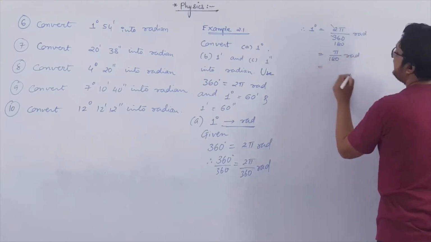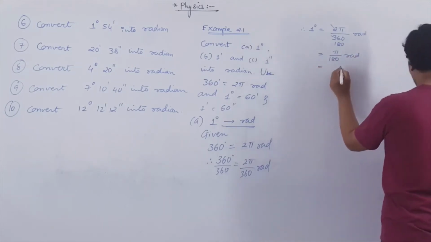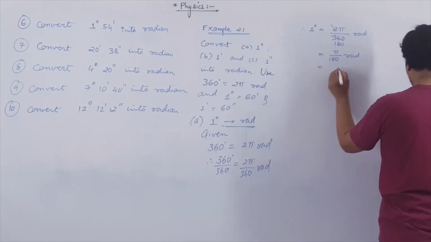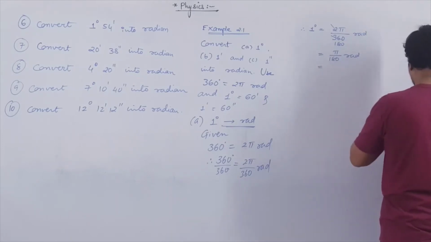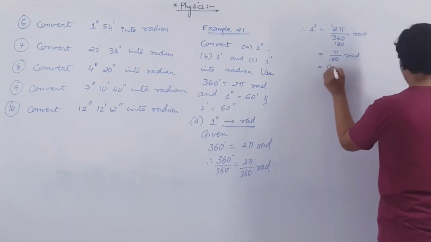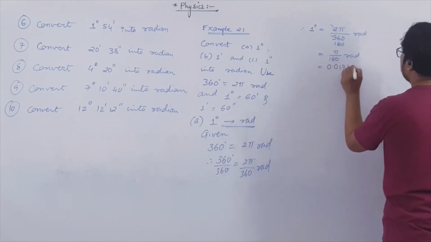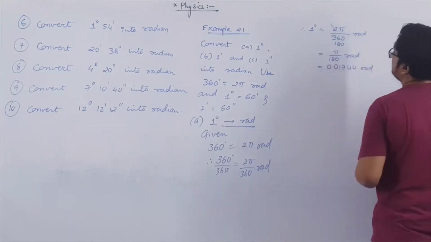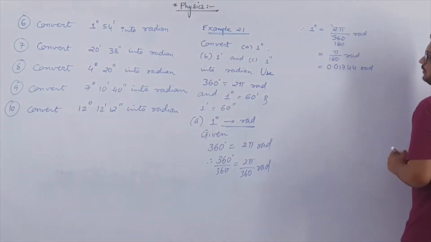Now the value of pi is 3.14, right? So 3.14 divided by 180 will be equal to 0.01744 radian. This is for 1 degree.